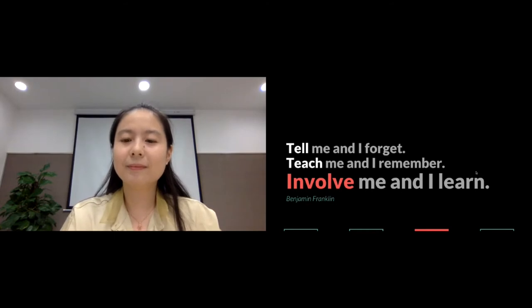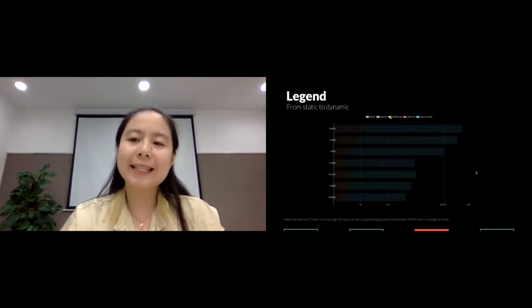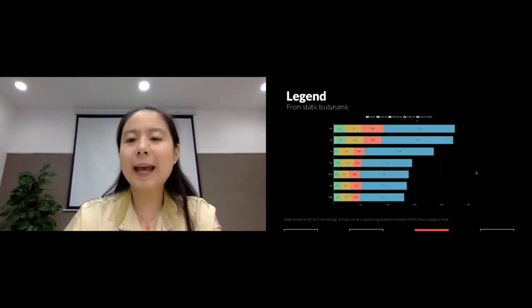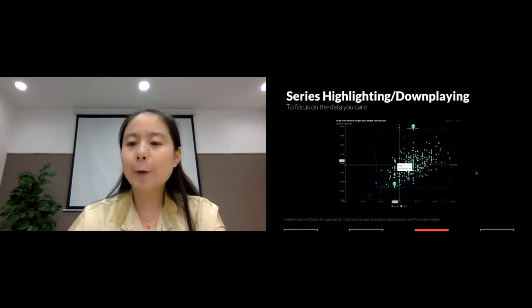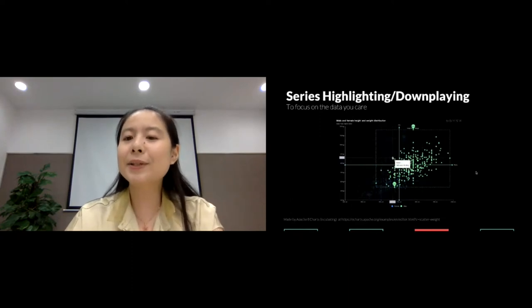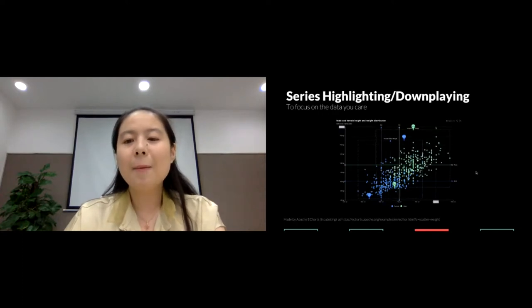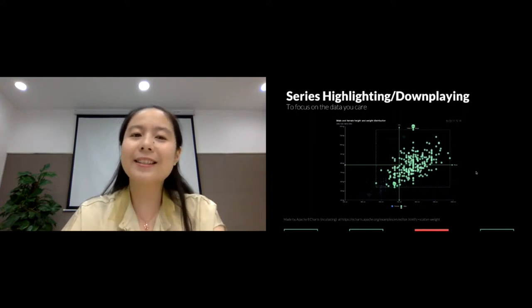Let's take legend for example. At stage two, legends were usually static and just for indicating which color is for which series. But at stage three, it became interactive. A user may hover on a legend to switch on or off a series and see the comparison with other series. In ECharts V5, we also provide a way to highlight a certain series when hovering on one piece of the series data. Less is more. By downplaying other series, we make the one series stand out and see the data without distraction.